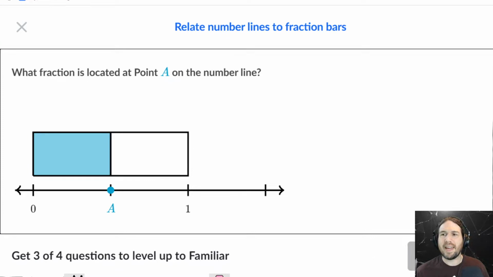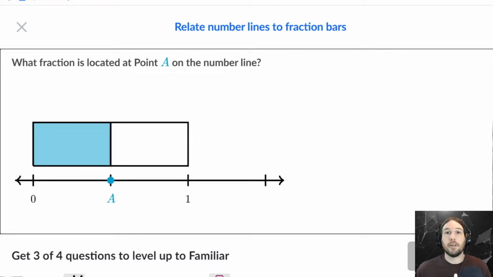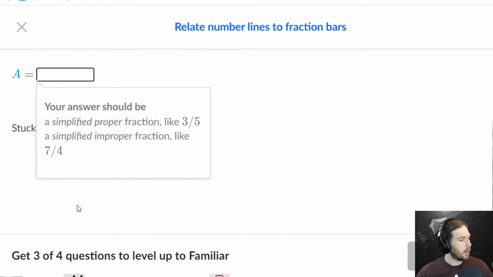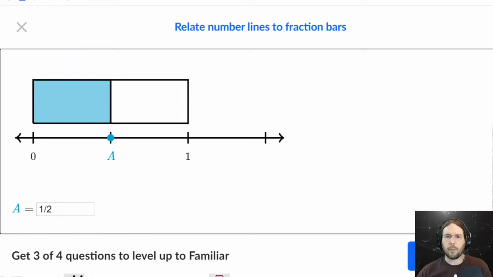So check this out. When they say relate number lines to fraction bars, all they're saying is we're going to measure this thing, and where is that point A? Well, it's halfway there. Wow. I'm a math teacher. I'm supposed to be lame. Deal with it. 1/2.